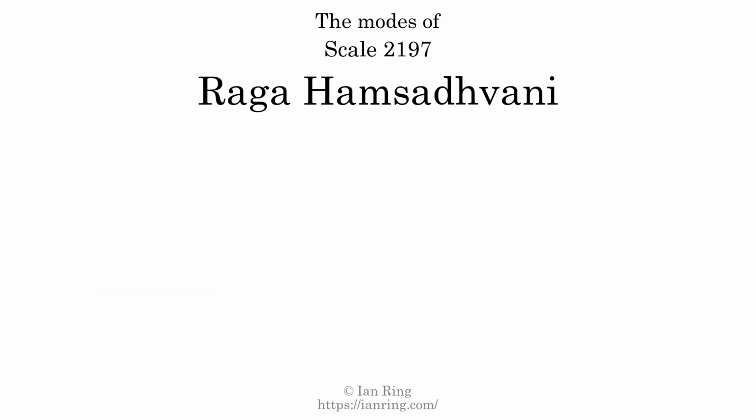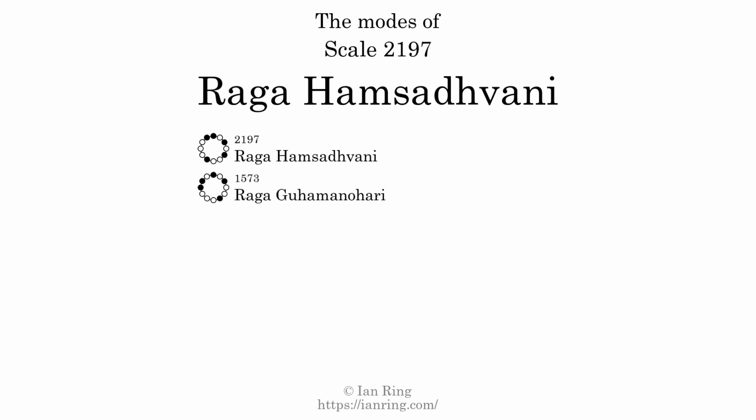This scale has 5 modes. The first mode is itself. The second mode is scale 1573, also known as Raga Hamsadhvani. It sounds like this.